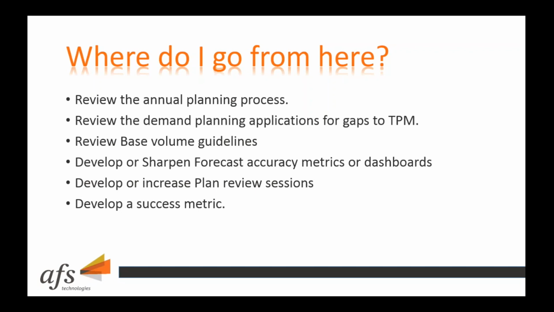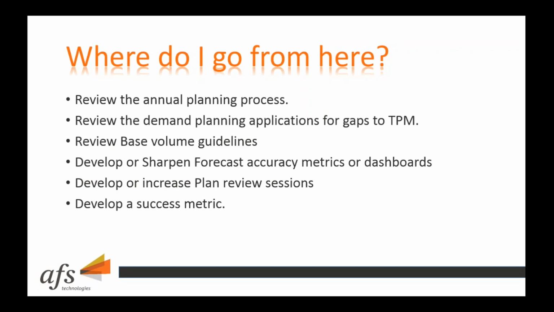The next big component is to develop or sharpen your forecast accuracy metrics, either within the TPM tool or as a dashboard, something that the entire organization is looking at the account managers for to improve forecast accuracy. And it's a very simple metric. You want to come down to the point of, I want my forecast accuracy to be within plus or minus 4% of my actuals, 3%.